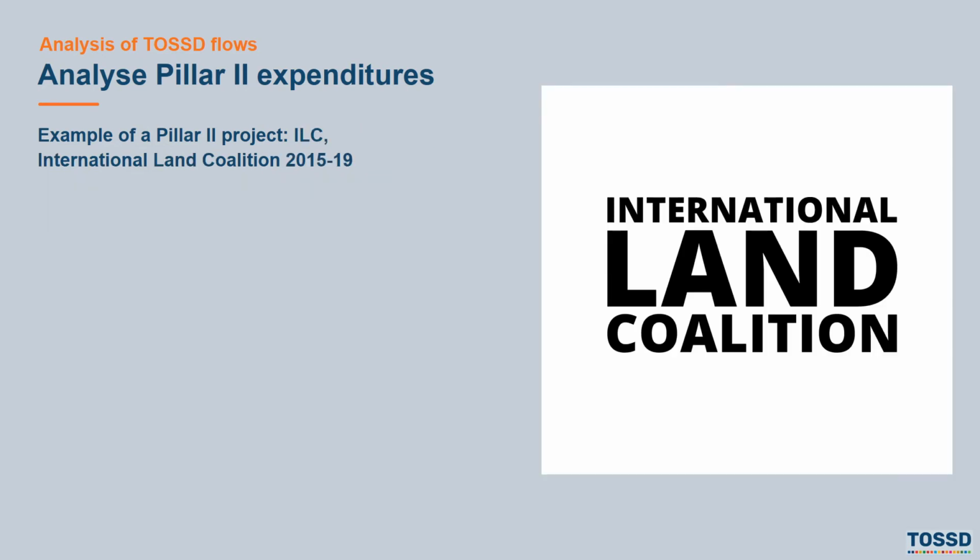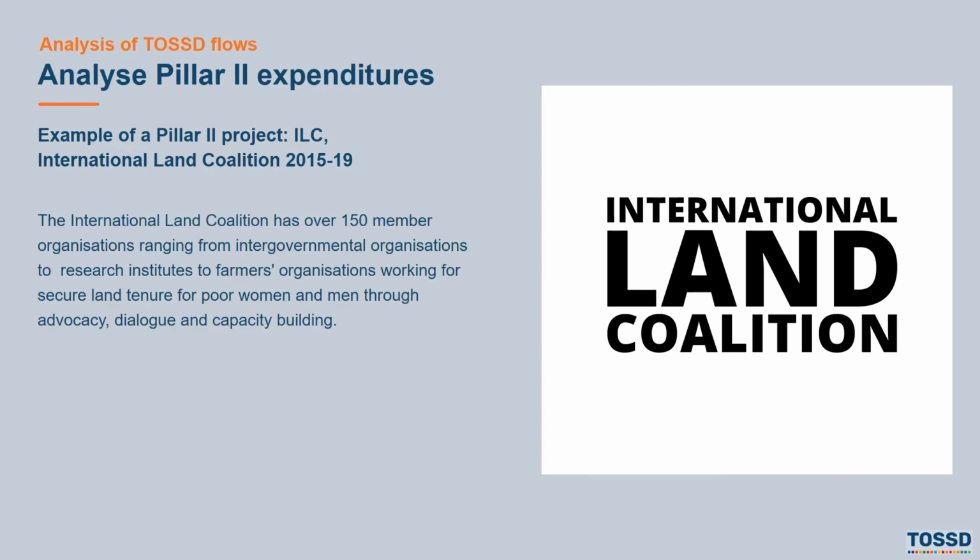Another Pillar 2 expenditure is the International Land Coalition, which has over 150 member organizations ranging from international organizations to research institutes and farmers organizations, working for secure land tenure for poor women and men through advocacy, dialogue, and capacity building.